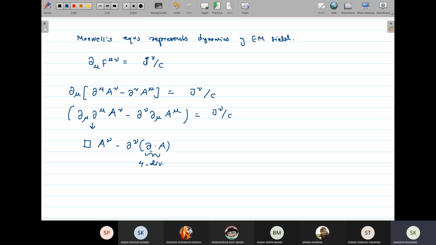So you can always write this del_mu A^mu kind of thing equal to j_nu by c. So this is the equation. I just converted this equation. This is the same equation. Okay, so this is the equation of motion for A^mu.